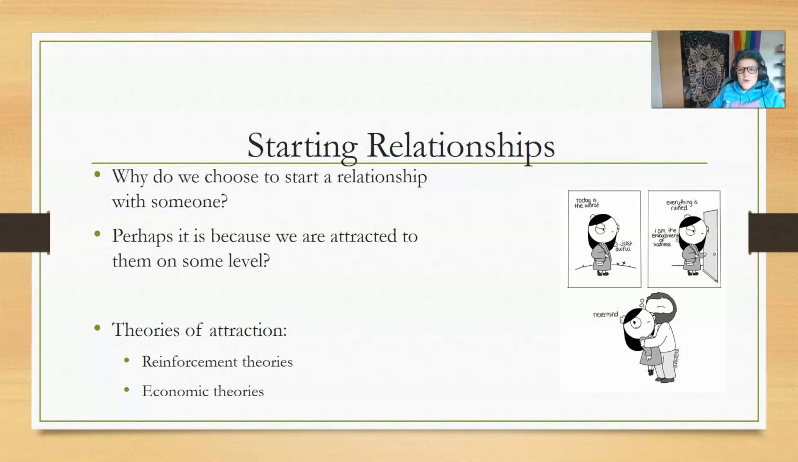So now that we've got to the point where we've understood what love is, to the point where we possibly ever can, we're going to discuss starting relationships and ending relationships. So why do we choose to start a relationship with someone? It must be because we're attracted to them on some level. And there are two broad types of theories that help us to understand why we might start relationships. The first are reinforcement theories, and the second are economic theories.